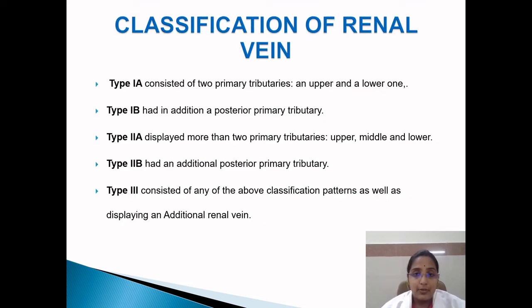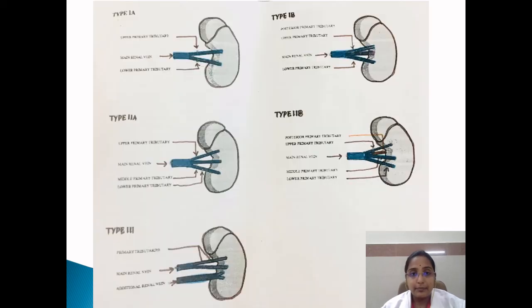Coming to the classification of the renal veins, type 1A consists of two primary tributaries, that is upper and lower. Type 1B has an additional posterior primary tributary. Type 2A displayed more than two primary tributaries, that is the upper, middle and the lower. Type 2B has an additional posterior primary tributary. Coming to type 3, it consists of any one of the above classification patterns as well as displaying an additional renal vein, which I have seen in the cadaveric study.